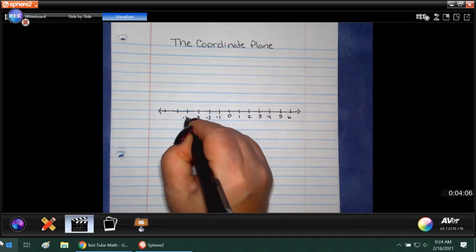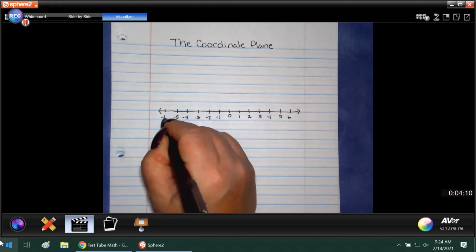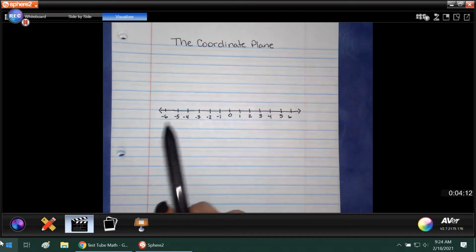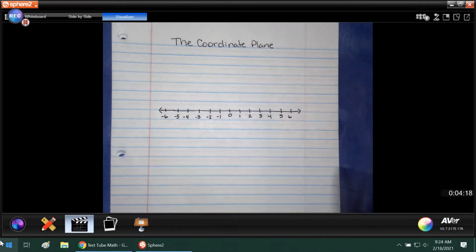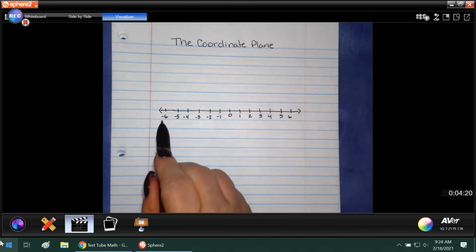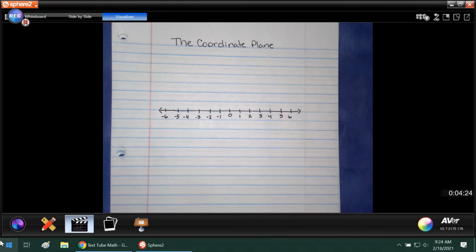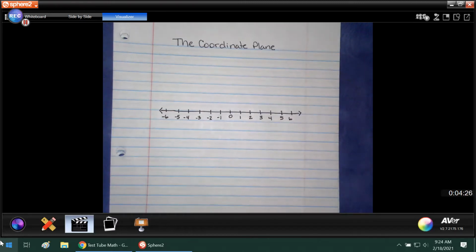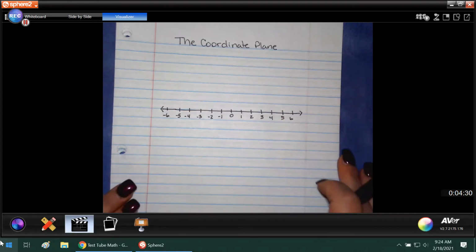And we know that we're doing it correctly because our numbers grow from 0. Remember, even though the value is becoming less, the numbers are growing the farther we get from 0. Okay, the value is getting smaller, but the numbers are growing. Okay? Okay, so we have a number line. Yay! All right. That's half of the coordinate plane.